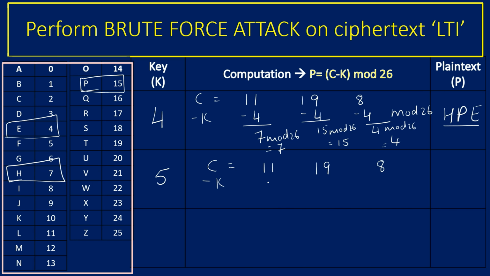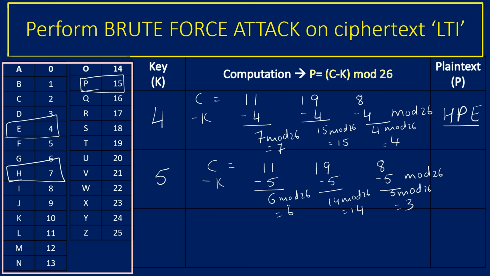So he again takes the ciphertext numbers 11, 19 and 8. He subtracts the key, that is 5, from each of the ciphertext numbers, but the subtraction is done using mod 26 arithmetic. So now 11 minus 5 is 6, mod 26, which is 6. 19 minus 5 is 14, mod 26, which is 14, and 8 minus 5 is 3, mod 26, which is 3.